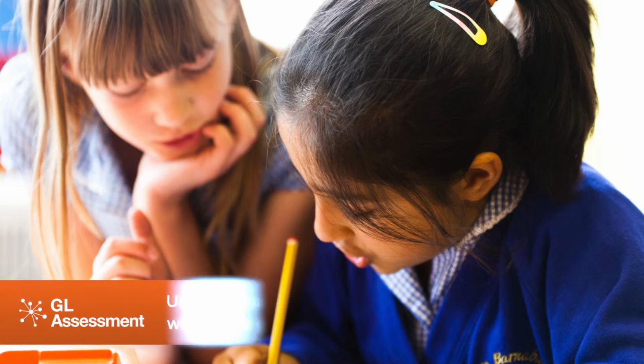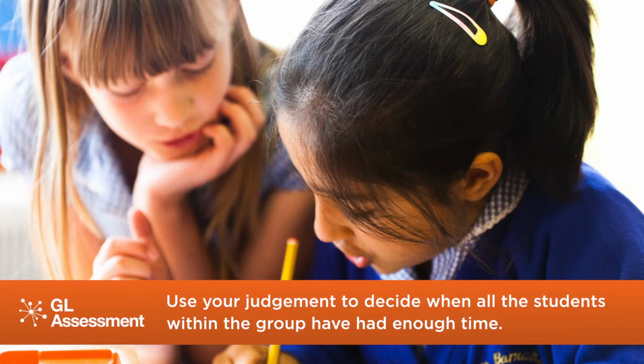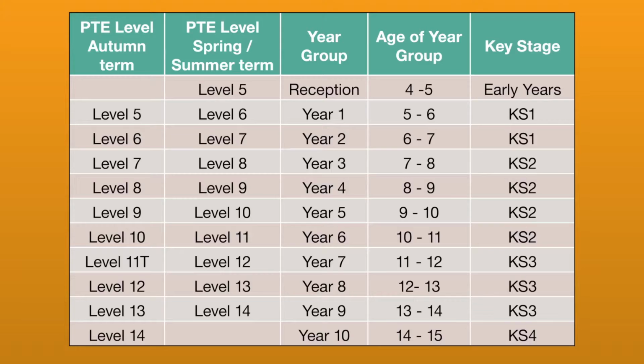With paper-based testing, for younger students, where the questions are being read out by you, we would recommend setting up small groups. Use your judgment to decide when the students within the group have had enough time to demonstrate what they can do. This table shows the test level to choose for your students. You select a different level if testing between August and December rather than between January and June.